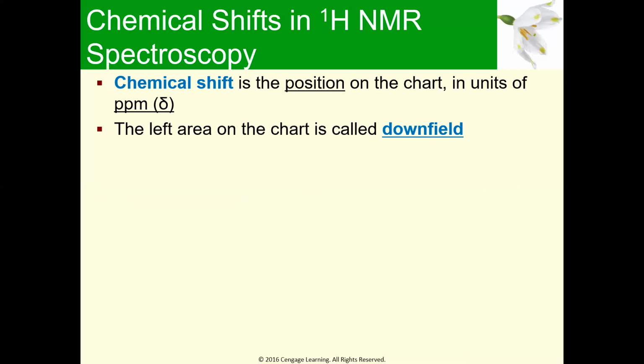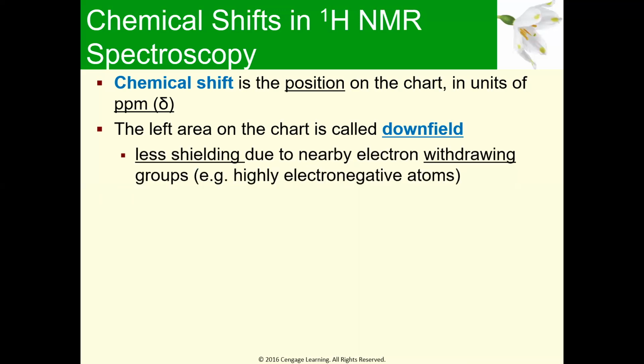And as we said before, we already talked about this vocabulary. The left area of the chart, we call that downfield. And what makes it unique is that those hydrogens in that region experience less shielding due to nearby electron withdrawing groups. For example, highly electronegative atoms like oxygen, as we saw earlier. Okay, so downfield is less shielding.